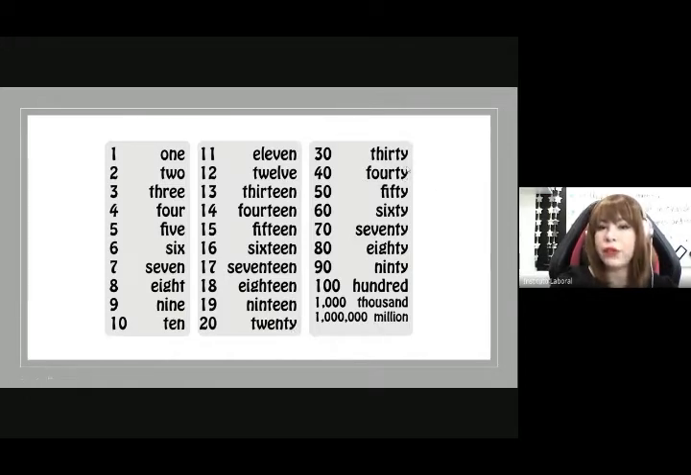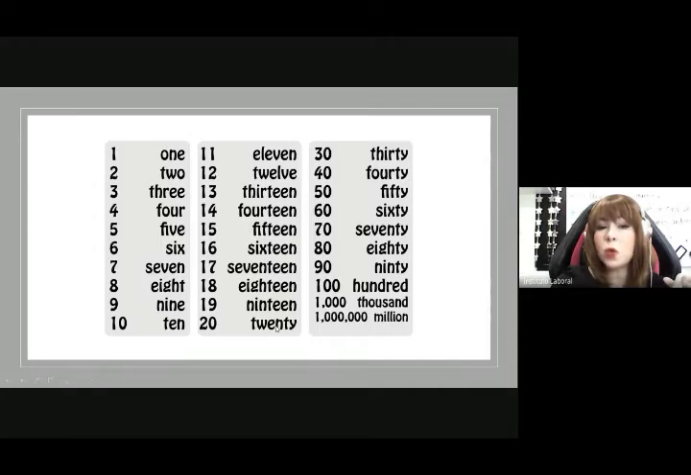20, 30, 40, 50, 60, 70, 80, 90. What do they have in common? They are very similar to the first numbers. The only difference is the ending ty. Okay? Let's count the numbers again. 1, 2, 3, 4, 5, 6, 7, 8, 9, 10, 11, 12, 13, 14, 15, 16, 17, 18, 19.